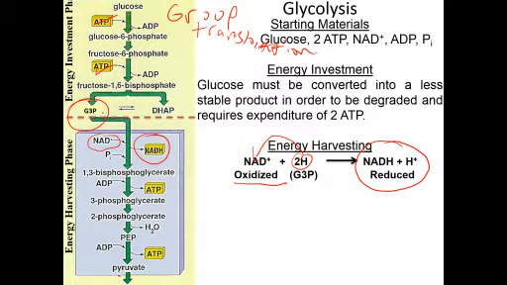Next, what you're left with is 1,3-bisphosphoglycerate. Now the cell is going to take this molecule and transfer a phosphate group from 1,3-bisphosphoglycerate to a molecule of ADP. In this process, you produce a molecule of ATP.